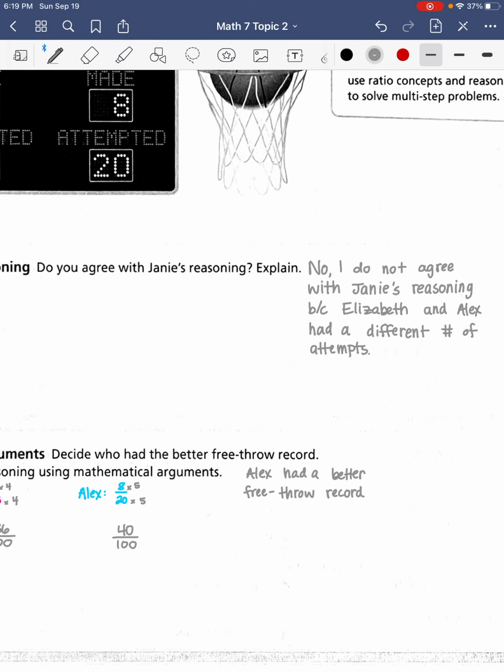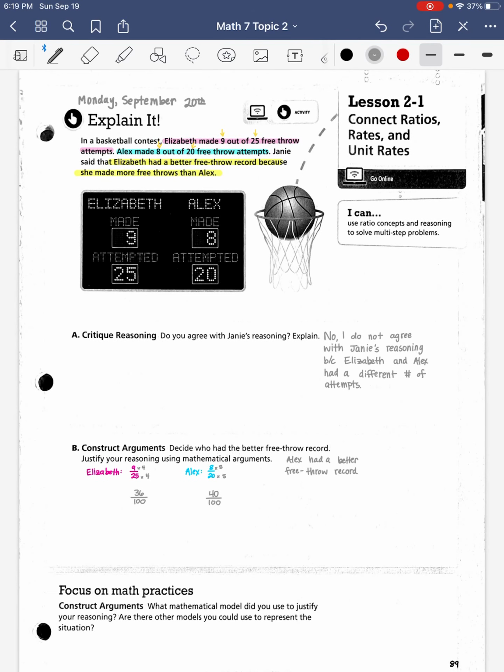So the way we determine that is that we wrote each fraction so that they both have the same denominator. And once I have the same denominator, I could compare the numerators. And we can see that 36 is less than 40. So Alex had a better free throw record.